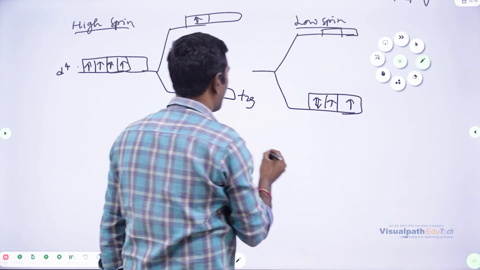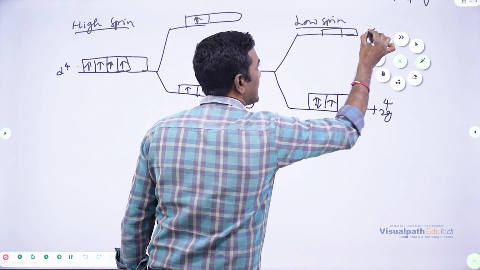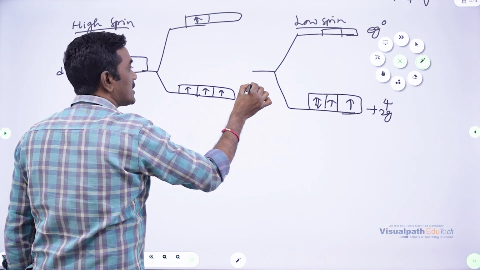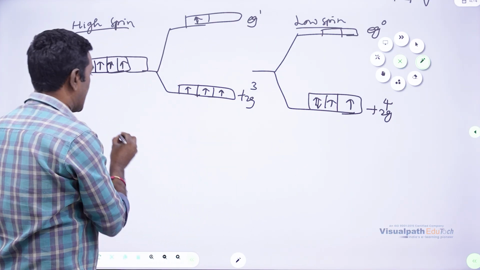The electron will enter here only. In this one, if you are seeing, the t2g will come 4 and eg will come 0. Here t2g 3 and eg 1. Right? Now let us calculate CFSE.